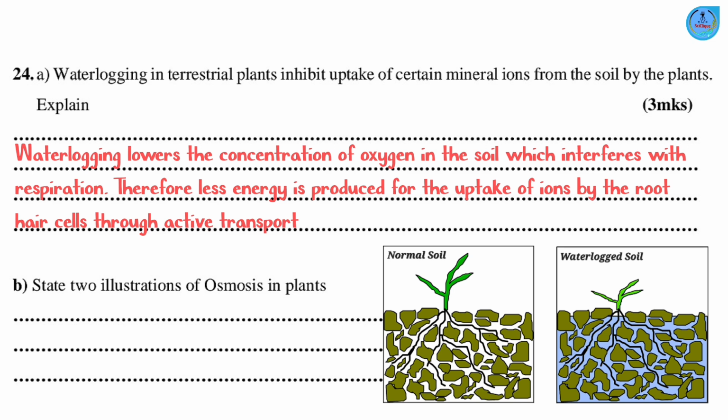And how is energy produced? Energy is produced during respiration. And respiration requires oxygen. Do you see how all these tie together? If you have a low concentration of oxygen, respiration cannot take place efficiently. Energy is not produced. Therefore, active absorption of mineral ions is going to be inhibited.